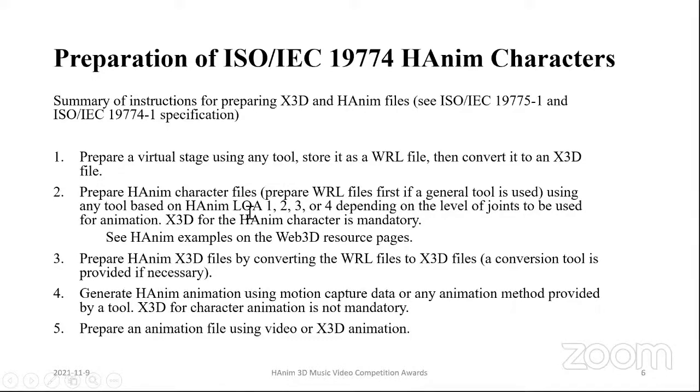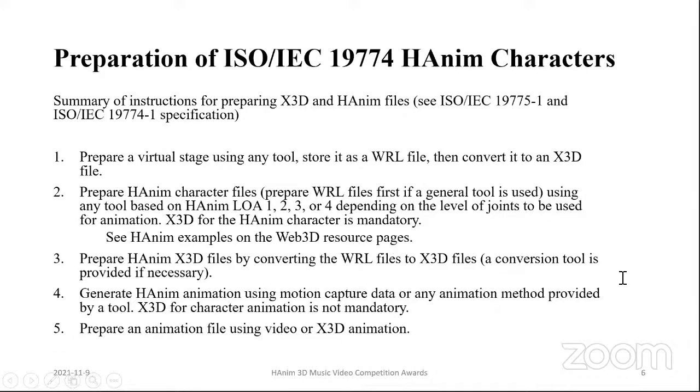LOA 1, 2, 3, or 4 can be chosen depending on the required level of detail for the humanoids. LOA is level of articulation, which simply speaking refers to specifying joint and segment structure. For more details about HAnim, please see the Web3D Consortium website for resources and specification.